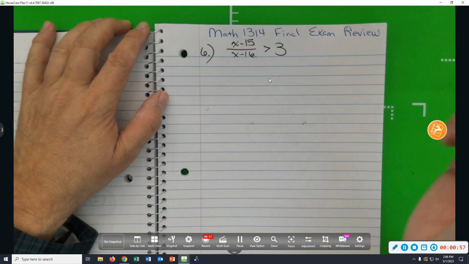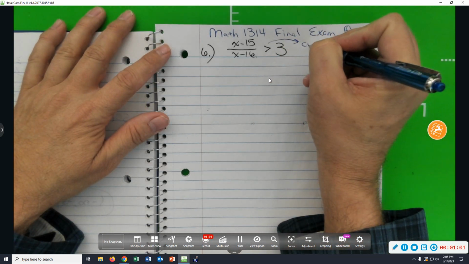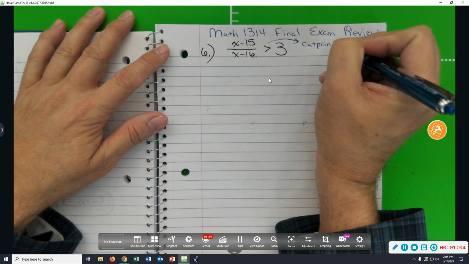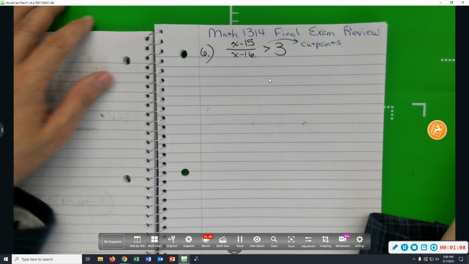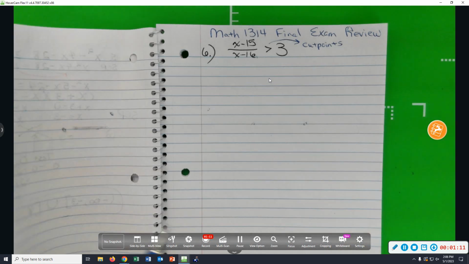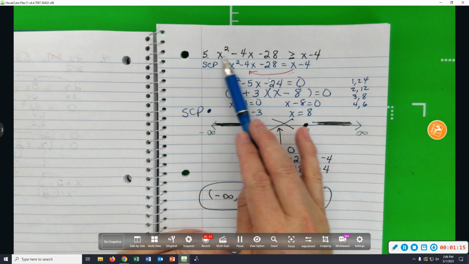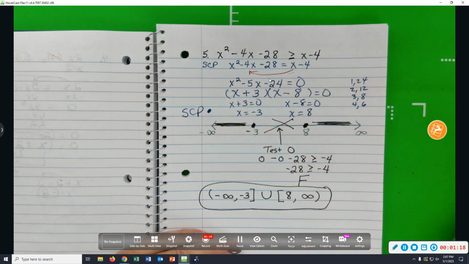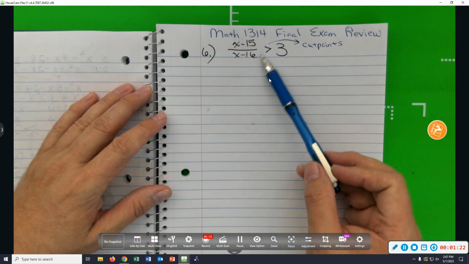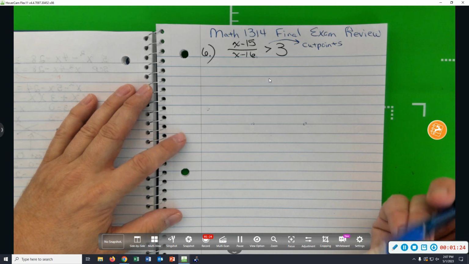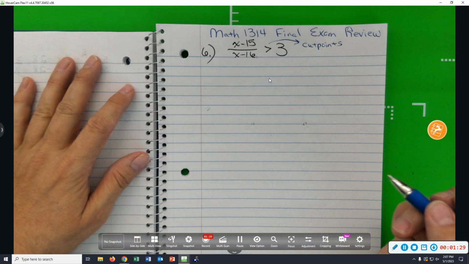So when we see an inequality, that makes us think cut points. There are two types of cut points, solution cut points and denominator cut points. In the previous problem, number 5, there were no fractions in the inequality, so there were no denominator cut points. But here, the inequality does have a fraction, so we'll have to worry about those denominator cut points. But the first thing I'll do is find the solution cut points.